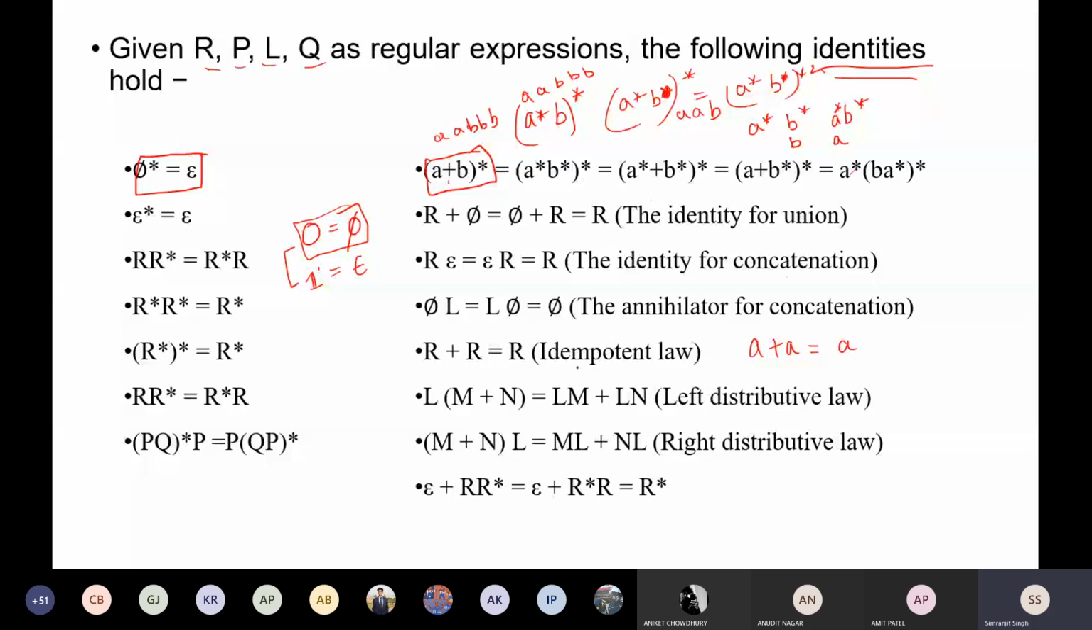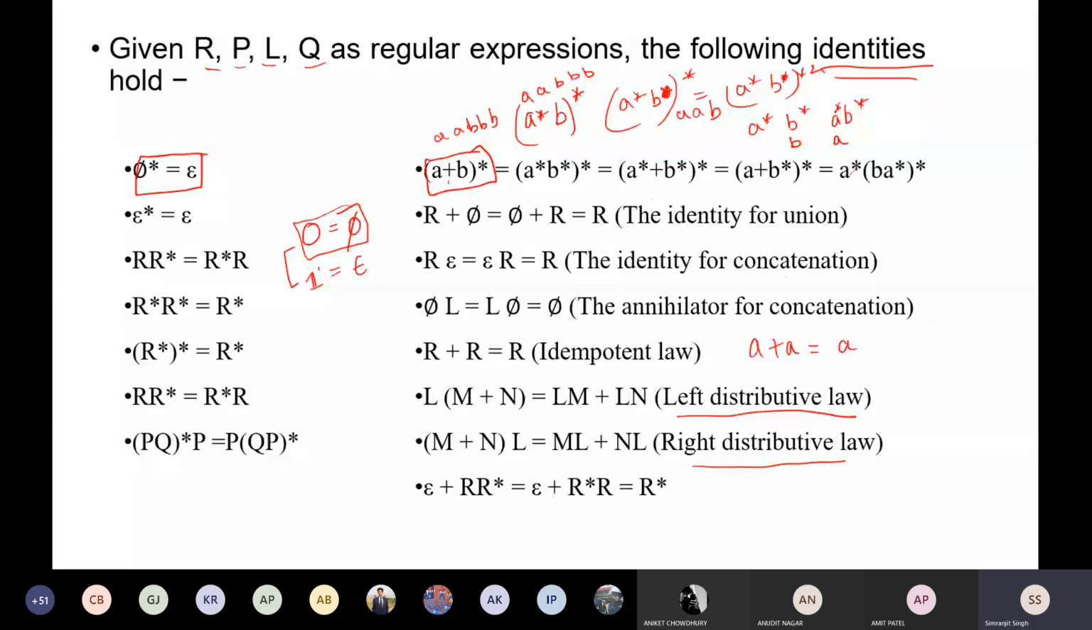Okay, so this is the idempotent law. You have also studied this in digital. These are some distributive properties. Left distributive property: if the regular expression is written like this, L(M + N), you can write it as LM + LN. Another one is (M + N)L, and this is the right distributive property. You just multiply this L with M and concatenate this L with N.